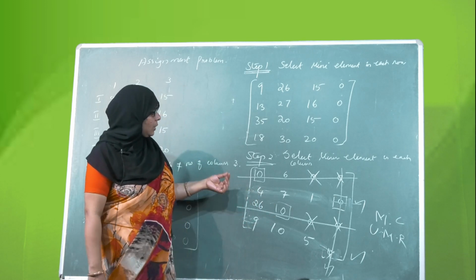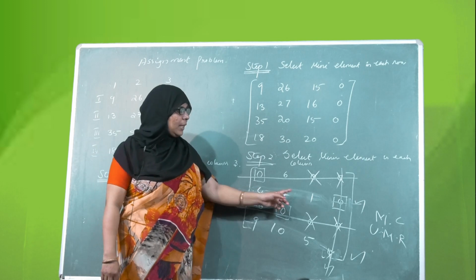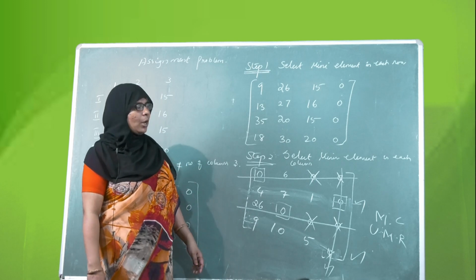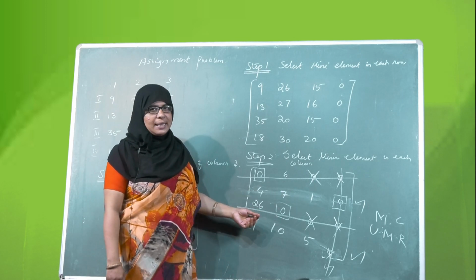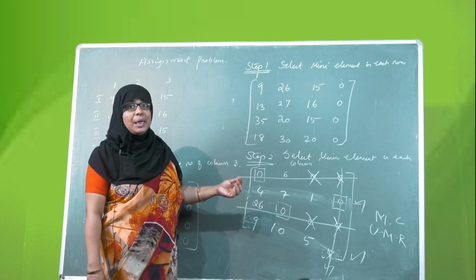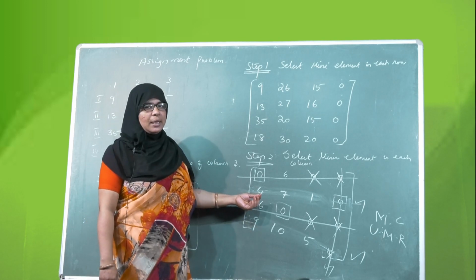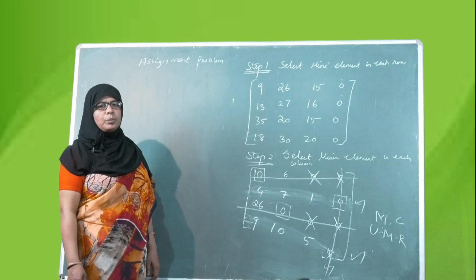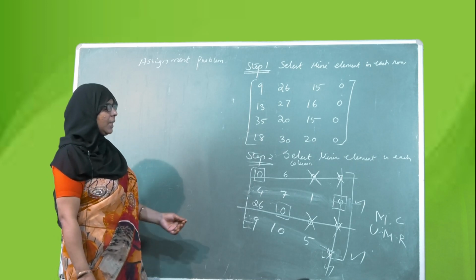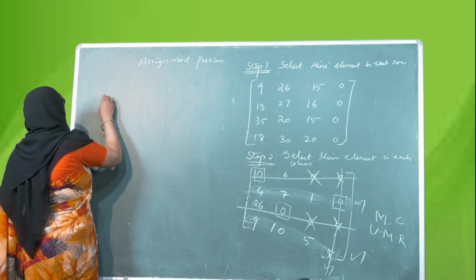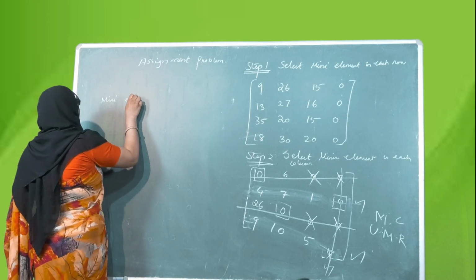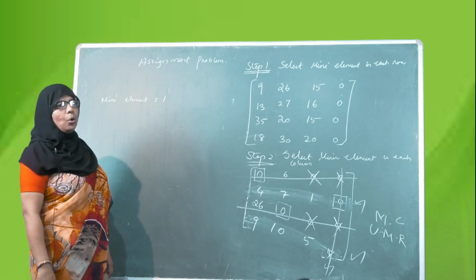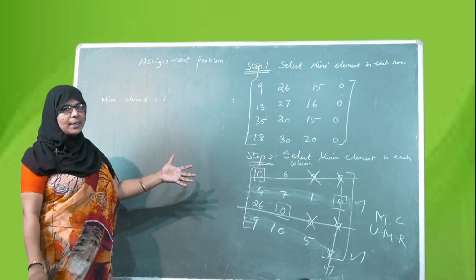Okay. So, now we have to select the element in the outer area: 4, 7, 1, 9, 10, 5. Which one do you have to select? Out of these elements, we have to select the minimum element. What is the minimum element in this area? 1 is the minimum element.